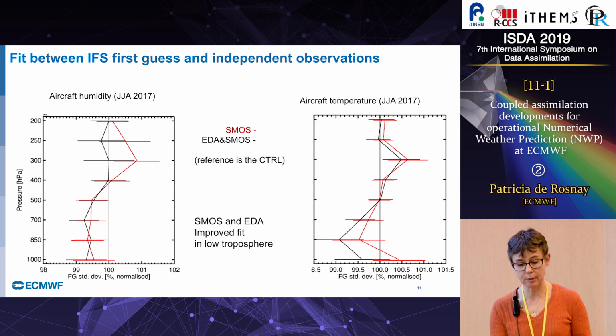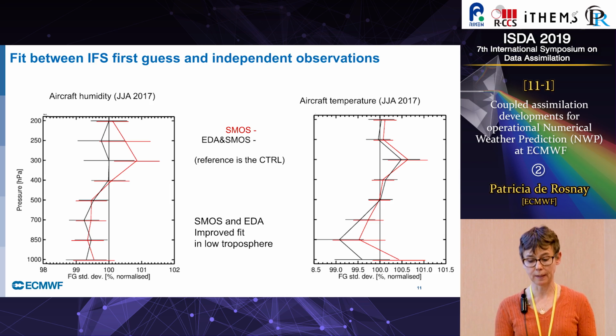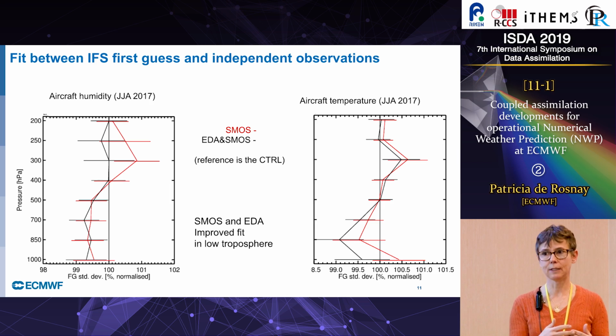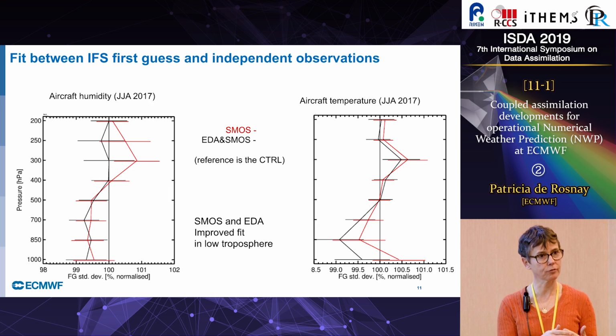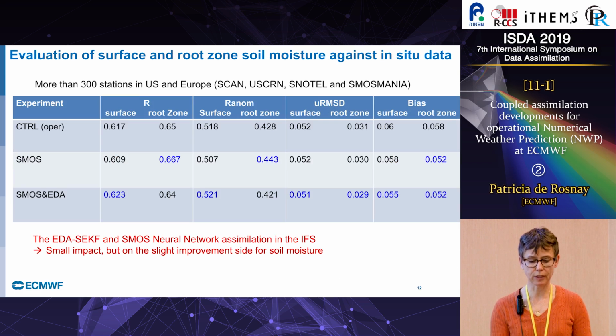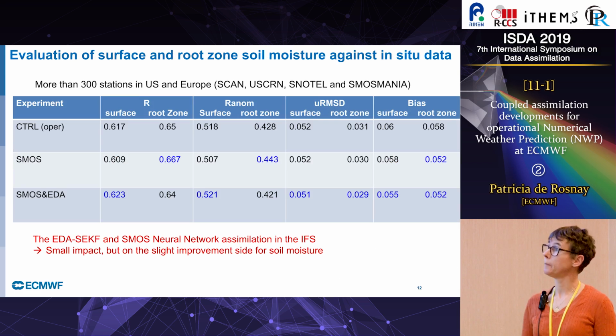So it's interesting because when we look at the aircraft temperature, using SMOS doesn't bring much improvement, but using the EDA to compute the Jacobians does improve slightly and significantly. So overall, having a slightly stronger coupling between land surface and atmosphere, and using SMOS neural network, slightly improves the atmospheric scores near the surface.